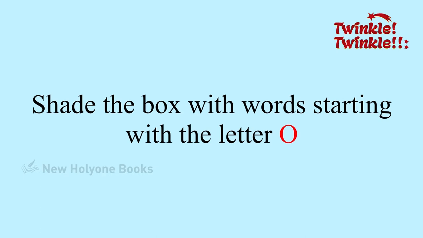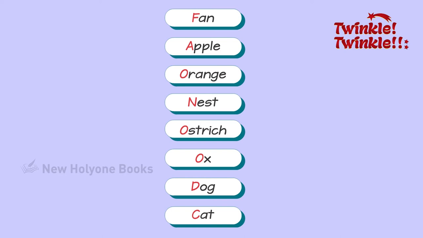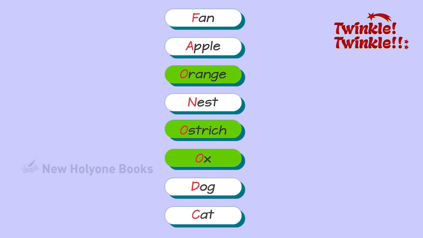Shade the box with words starting with the letter O. Fan. Apple. Orange. Nest. Ostrich. Ox. Dog. Cat.